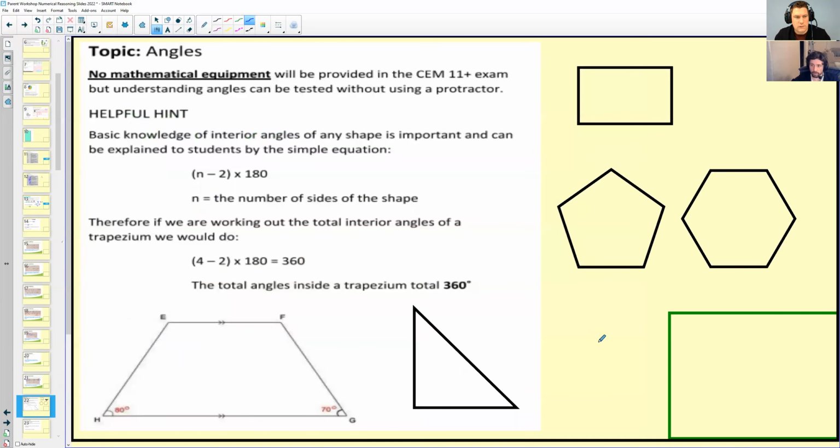I think that's the end of these, and we move on to the angles topic and some key hints and tips, which I'm happy to jump into. Chris, anything else to say? Yeah, no, lovely. No, that would be great.